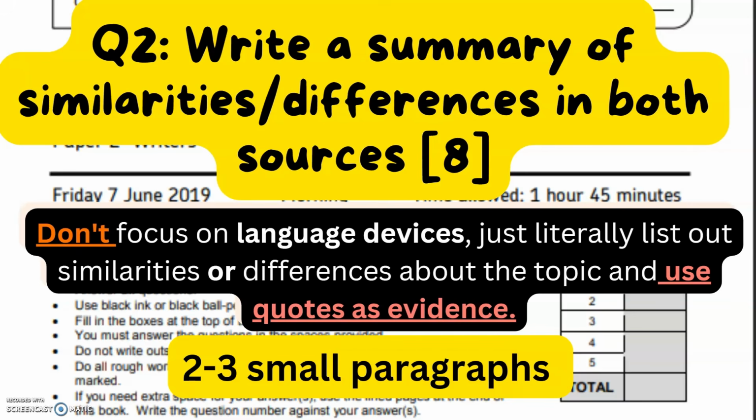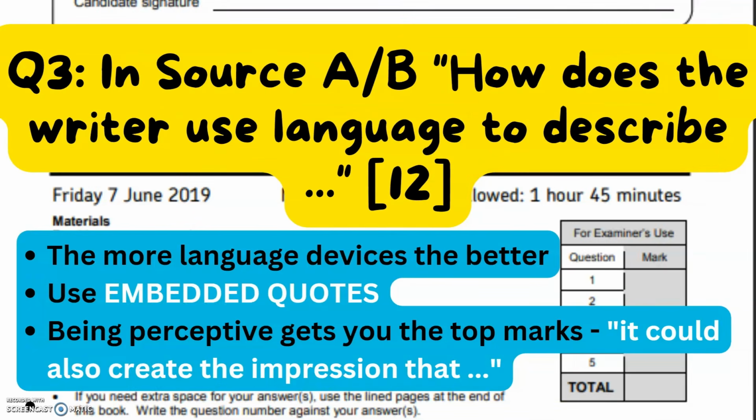Do not focus on language devices. Just literally list out the similarities or differences and use the quotes as evidence, and you can embed them, but do not focus on the language devices and the effects. They only want bullet points of what are the similarities or what are the differences between the 2 extracts. Now I would suggest 2 to 3 small paragraphs, not too much, and don't feel overwhelmed by this question because it's asking you to talk about the whole of both sources. Try to stay concise.